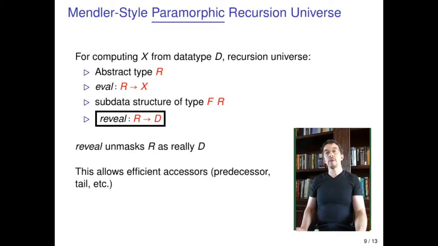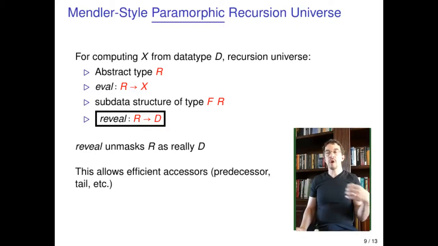Okay, so that's Mendler-style. Now Mendler-style paramorphic recursion universe. So this is the next step, presenting a conceptual development of this idea of Cedille's recursion universe. So for computing X from data type D, now for paramorphic recursion, the universe gives you the same stuff you had before. The recursion universe has all these same pieces, but it also comes, as I highlighted here in black, with a reveal function R to D. So this unmasks R as really being D, okay? So, but notice you can't go the other way around. You cannot inject D into R. That would be totally unsound from a termination perspective, because you could just stick random values into R and then recurse on them.